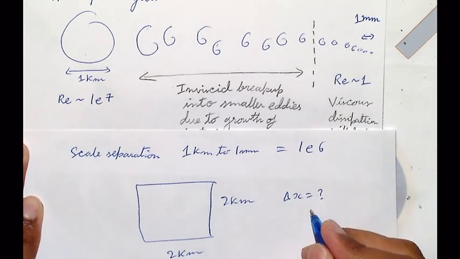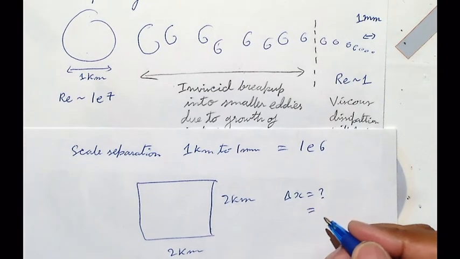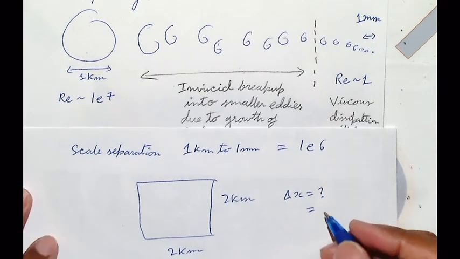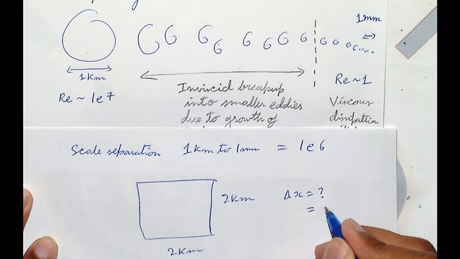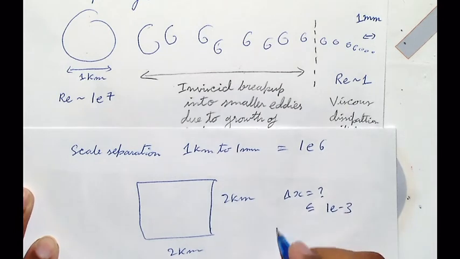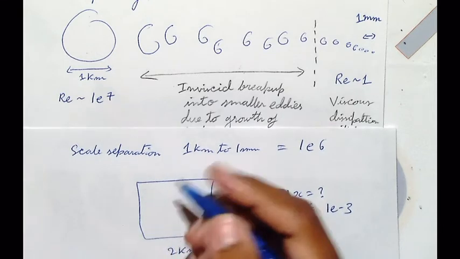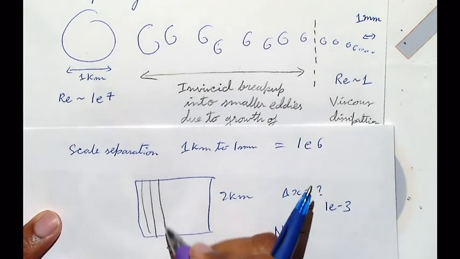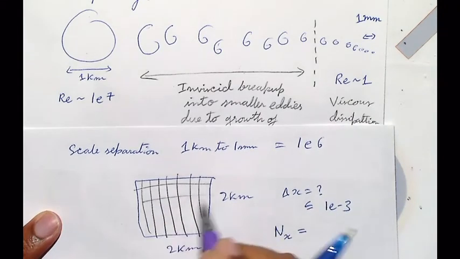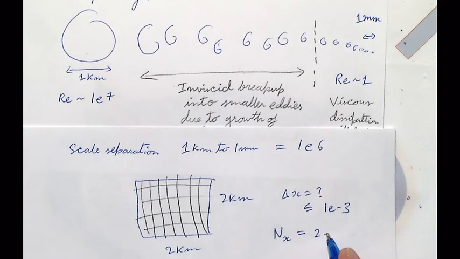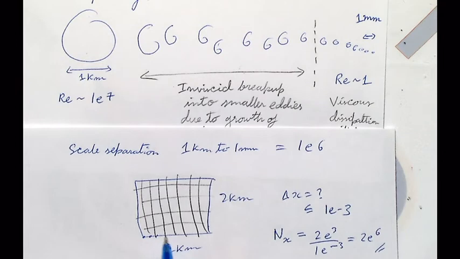To resolve small scales, if you do a simulation, your idea is to do it as physically accurately as possible. So less than a millimeter, at least a millimeter, right? 1e-3. What is the number of cells in x that you get? 2 kilometers over 1e-3 is 2e6. 2 million points in each direction.